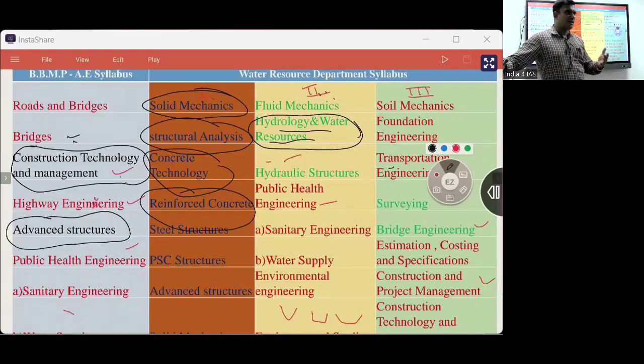Okay, cannot tell 100% true or 100% prediction, but I can guess many of the students who are all sitting in this class have the ability to crack either BBMP or WRE exam. Okay, so you have all that capability and caliber. If so, 100% you will be cracking this exam.